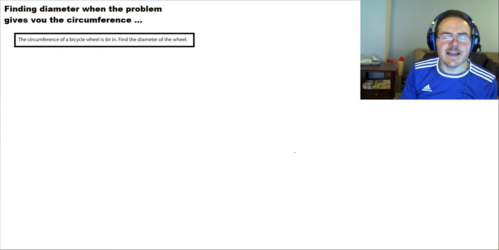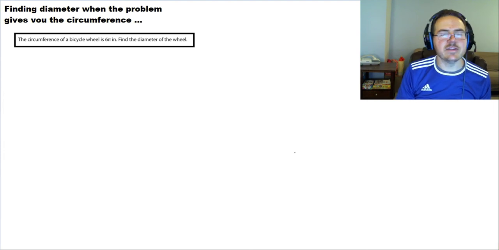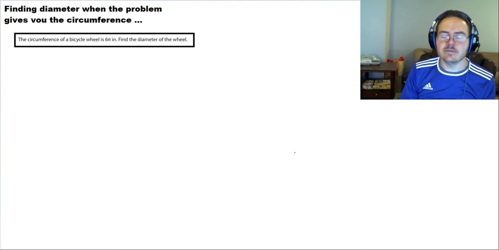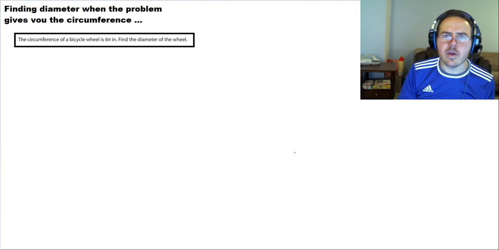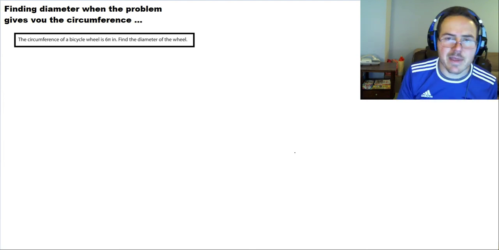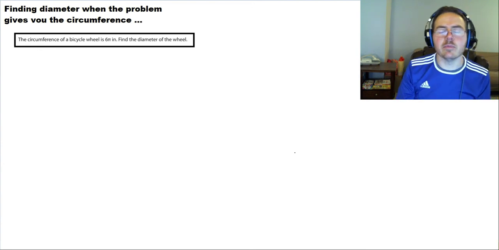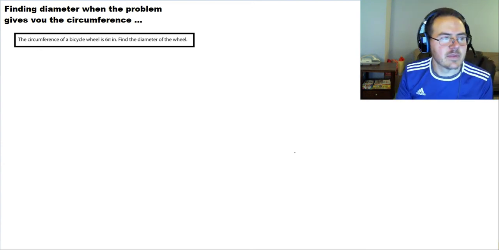Alright, last problem of the video. Finding diameter when the problem gives you the circumference. Well, okay. This also has another choice. There's no picture here, so we're going to have to make our own picture, which I highly recommend you do every time you have a problem like this. The circumference of a bicycle wheel is 6 pi inches. Find the diameter of the wheel.